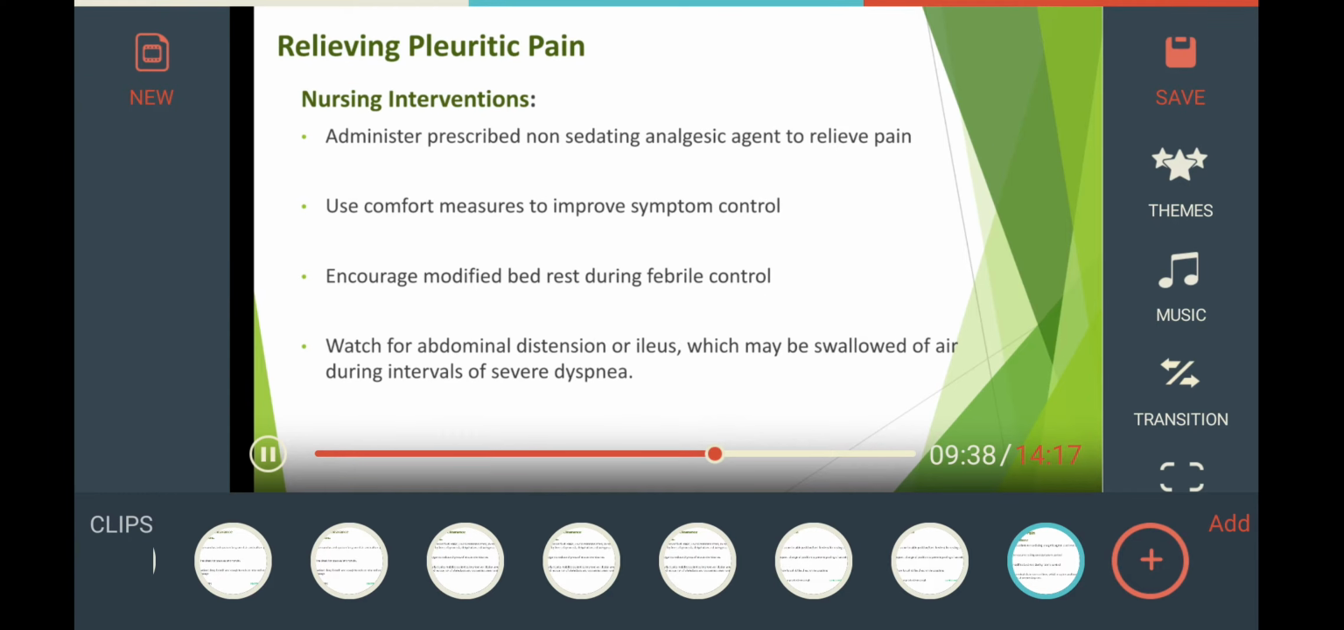Administer prescribed non-sedating analgesic agent to relieve pain. Use comfort measures to improve symptom control. Encourage modified bed rest during febrile control. Watch for abdominal distension or ileus, which may be caused by swallowed air during intervals of severe dyspnea.